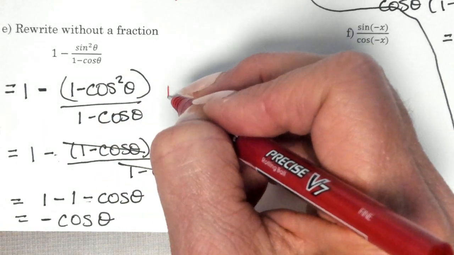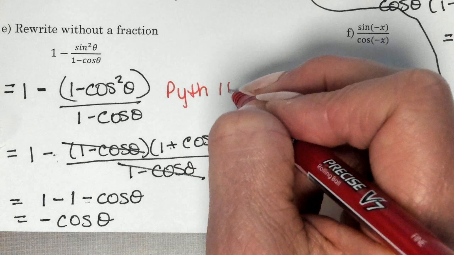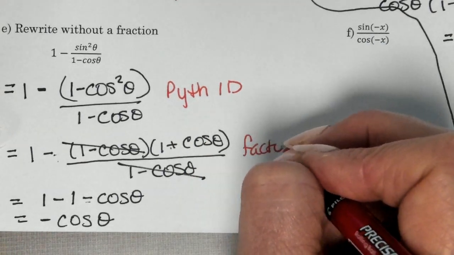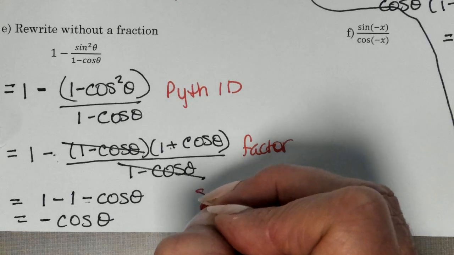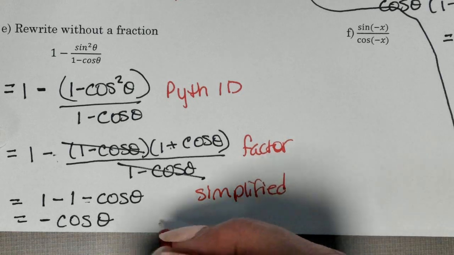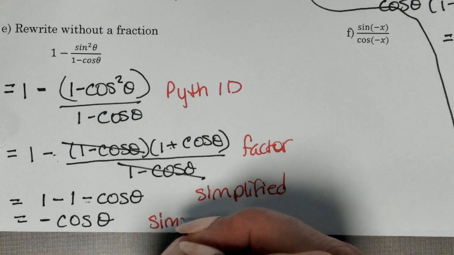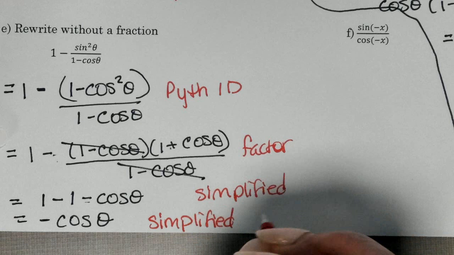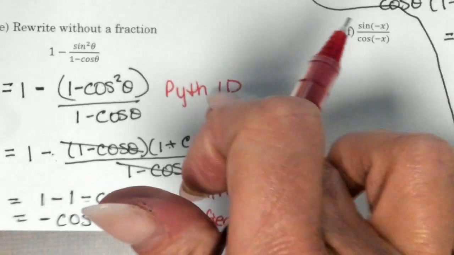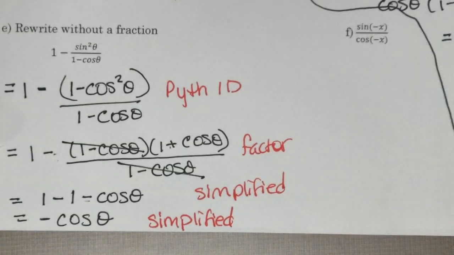Up here, I used a Pythagorean identity. I factored. I simplified. And then I simplified again. Simplified, took out a common factor. It's really however you want to word it, so that you remember what you did when you look back at these. This is just to tell you what it was, the thinking process, what you were doing.